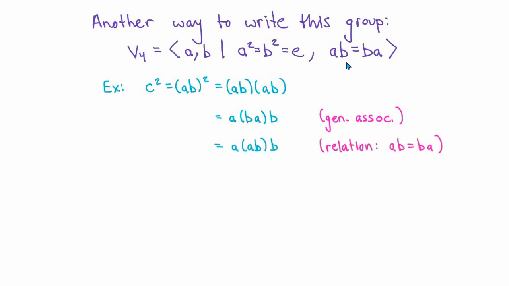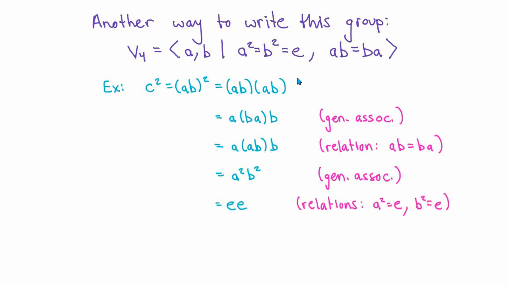Then, using the fact that AB is BA, we can write that as A times AB times B. And again, by generalized associativity, that's A squared times B squared. And finally, by our relations that A squared and B squared are both the identity, that's just the identity times the identity, which is the identity. So the relation that C squared is the identity, in our previous description of this group, is built into this description using generators and relations. Similarly, any other relation that you could find between the elements of this group can be deduced just from these relations that are listed here.